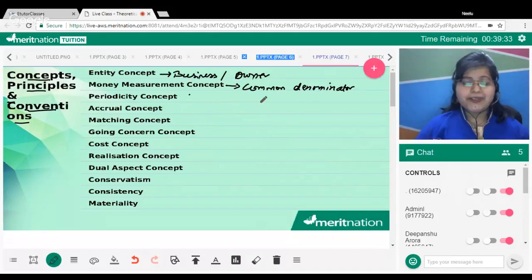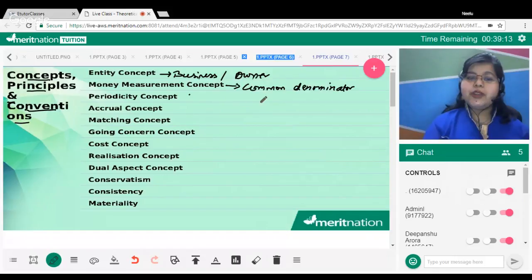So, money measurement concept says we convert everything in terms of money, and then we add them up and we do analysis on them. So, accounting says anything which can be measured in money, record it, use it. Anything which cannot be converted into money, sorry, we cannot consider it anywhere.